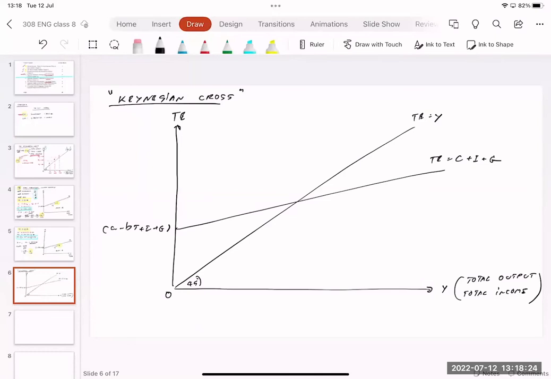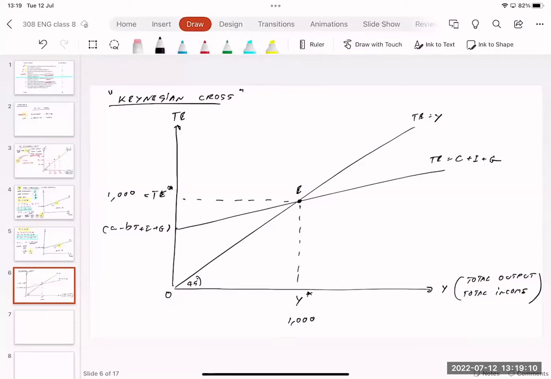You can see that the total expenditure curve and the 45-degree curve intersect each other. The point where the two curves intersect, we call the equilibrium point. What does it mean? The equilibrium point, where total expenditure intersects the 45-degree curve, means that on the horizontal Y, let's say Y star, and on the vertical TE, let's say TE star, they have the same value. For example, if Y star equals 1,000 million, total expenditure is going to equal 1,000 million, the same value.